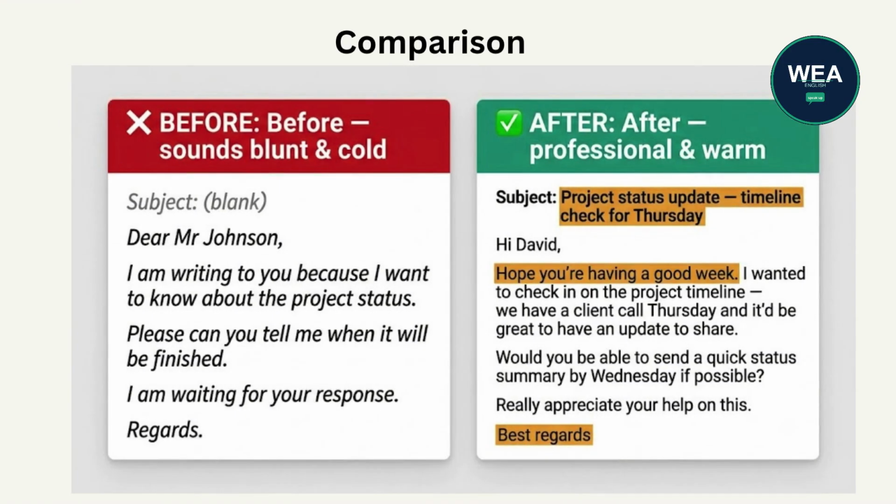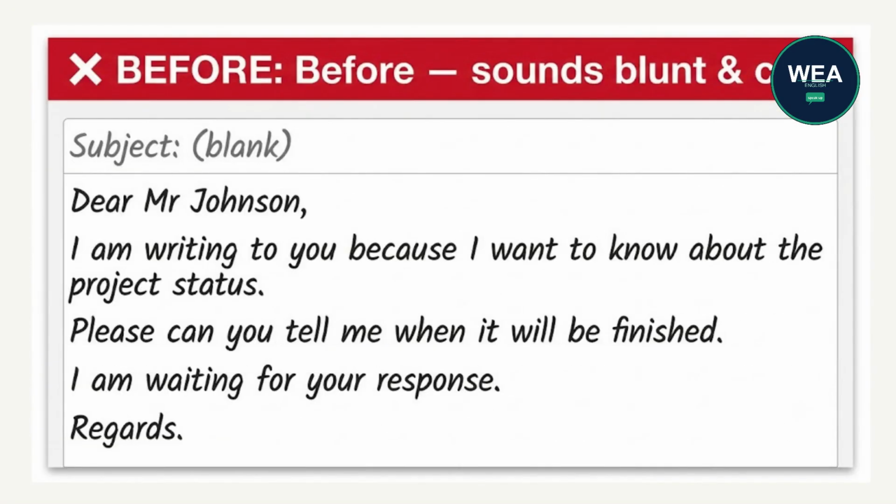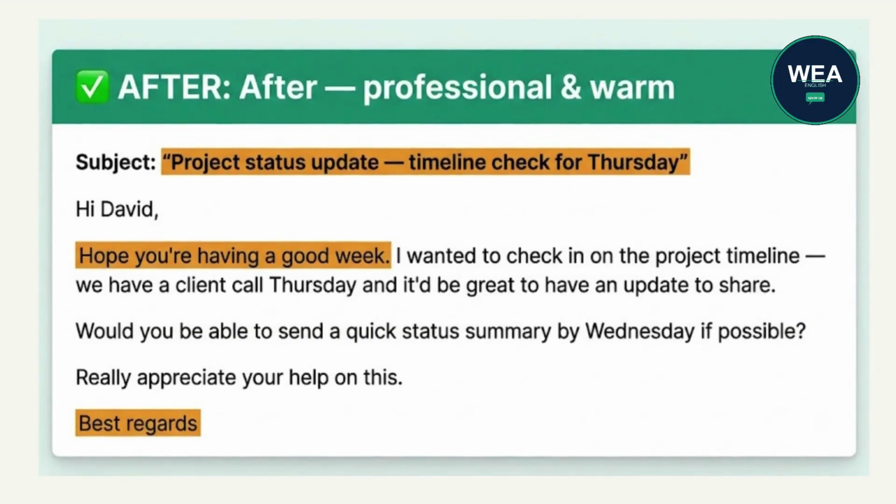All right, now let's put it all together. Here's that bad email from the beginning, and here's the same email rewritten using everything we've just covered. The bad version: "Dear Mr. Johnson, I am writing to you because I want to know about the project status. Please, can you tell me when it will be finished? I am waiting for your response. Regards." Now here's the professional version.